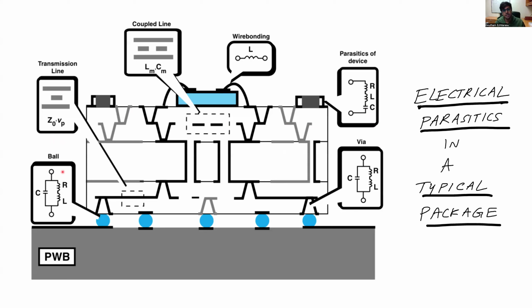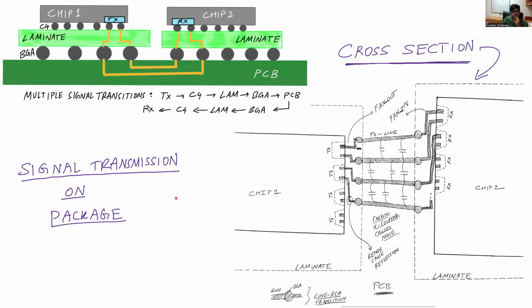So what ends up happening is, imagine this chip was communicating to the PCB or to another adjacent chip. The signal has to travel through several layers of wire bonds and metallization and so on. And so it encounters a large number of parasitics as well as transmission lines along the way, which can lead to signal distortions, as we will see in the next slides. That's basically what I've talked about here.